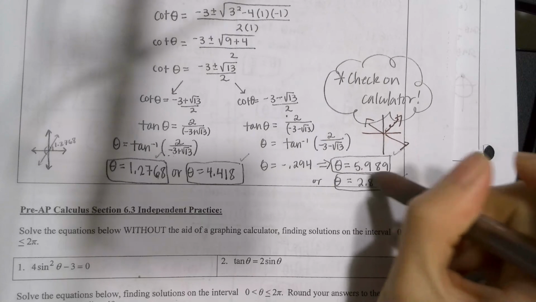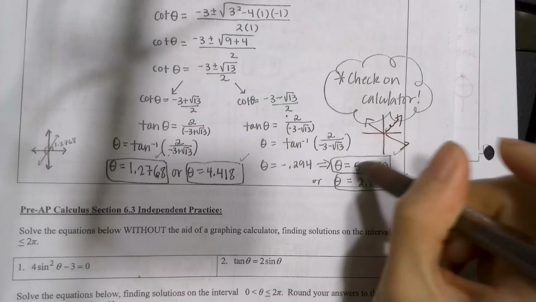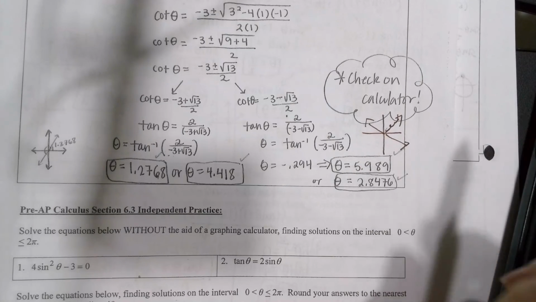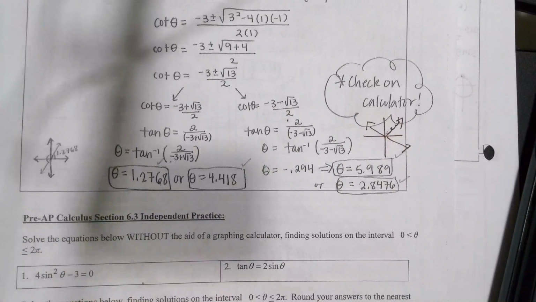And that one answer was 2 pi minus 0.294. That one was pi minus 0.294. So you have 4 solutions. I just love this problem. It's just so great at combining everything.